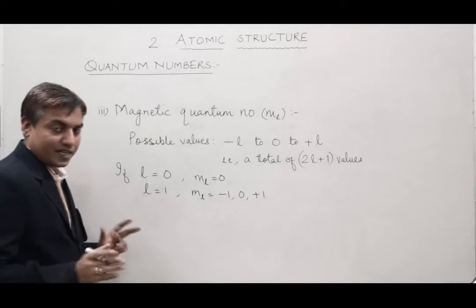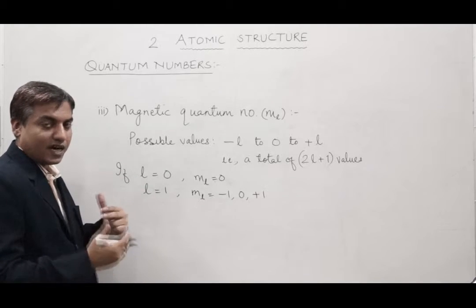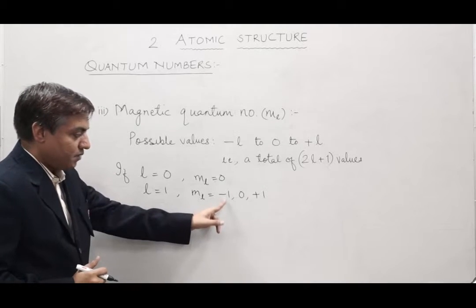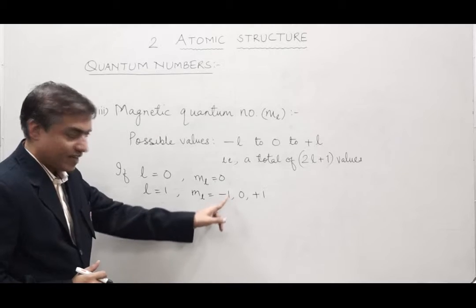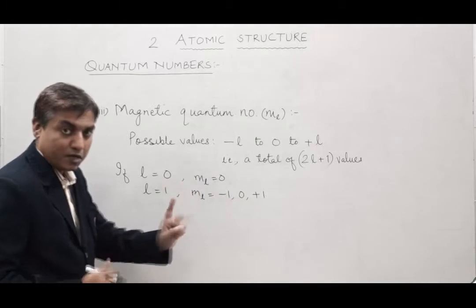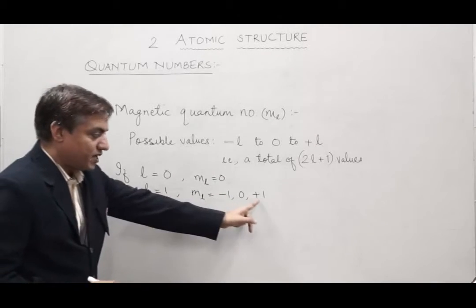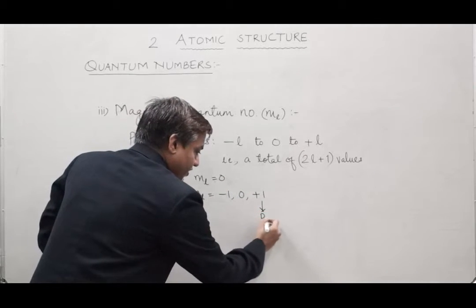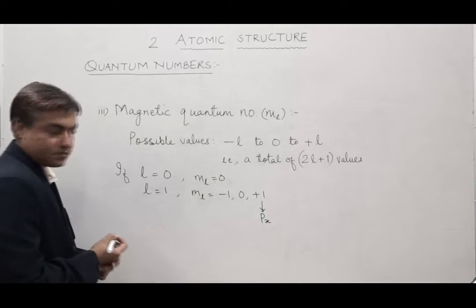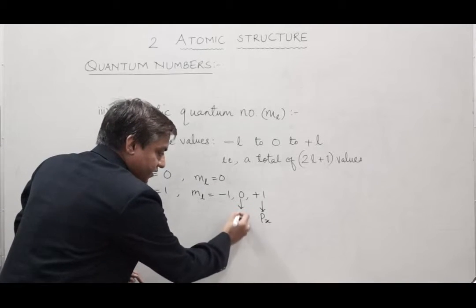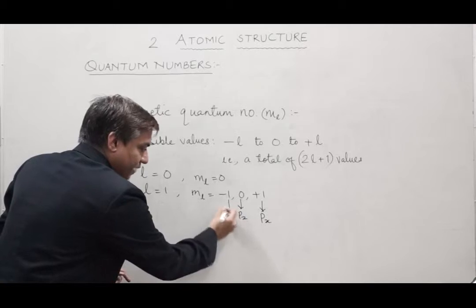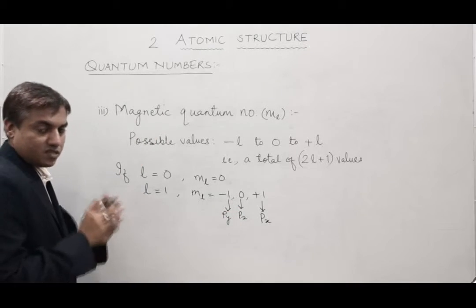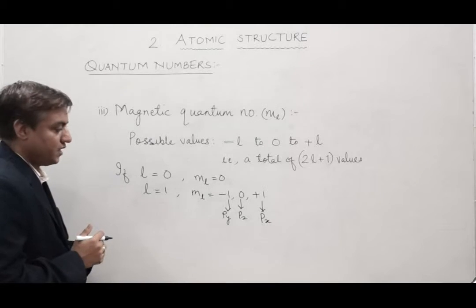Now let's try to understand how these 3 orientations are related to different types of p orbitals. When you look at these values, minus 1, 0, plus 1, by convention this plus 1 is assigned to the suborbital called px. Similarly, 0 to pz and minus 1 to py. So this convention we have to keep in mind.